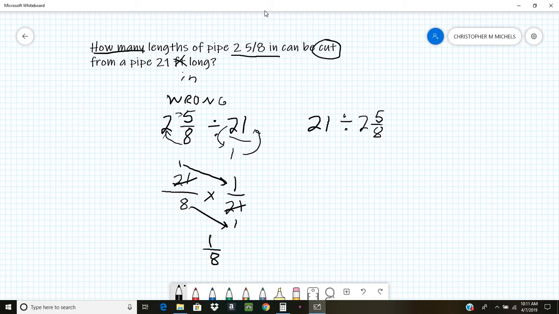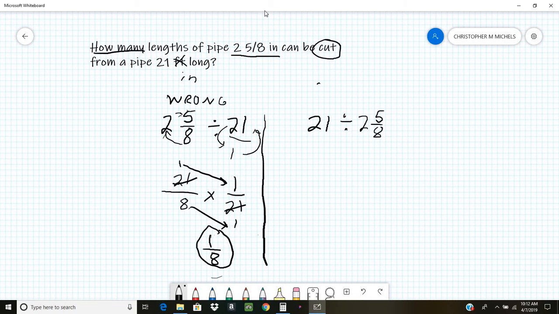Let me draw a line down here. On the wrong side of things, we got 1/8. That doesn't make sense, because if I have 21 inches, and each one is 2 5/8 of an inch long, you can't even get one whole one? No. So you probably got your order mixed up. When you're doing these, really ask yourself, is your answer reasonable? Does it make sense? So let's do this the correct way.